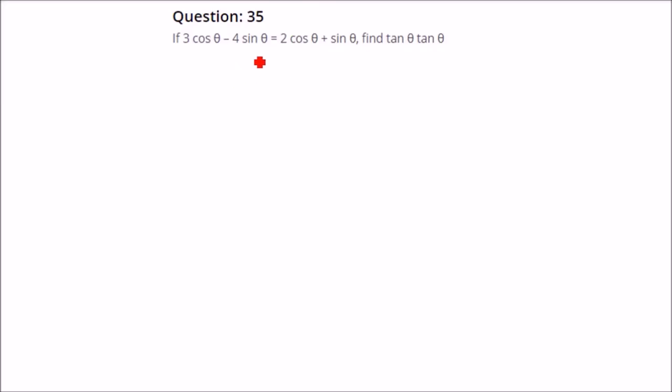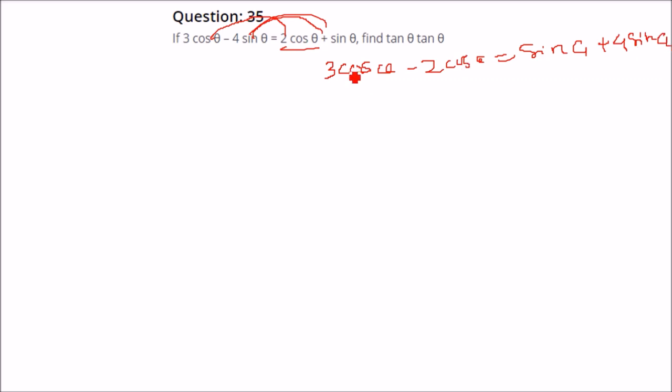Next is 3 cos theta minus 4 sin theta equal to 2 cos theta plus sin theta. Now find tan theta. So how do you get tan theta? See, you have to see that you can bring this cos theta here, you can bring this sin theta here. So this will be 3 cos theta, I am bringing this here, minus 2 cos theta. This is sin theta, I am bringing this sin theta here. 4 sin theta will be plus 4 sin theta. 3 cos theta minus 2 cos theta is cos theta. Now sin theta plus 4 sin theta is 5 sin theta.